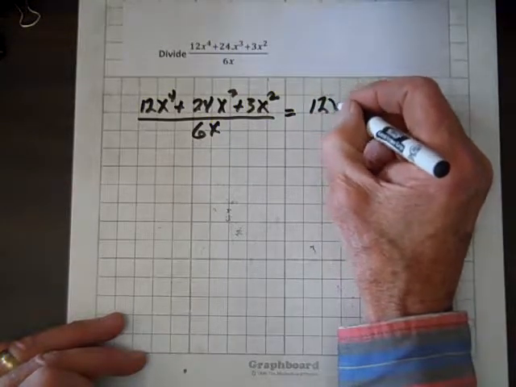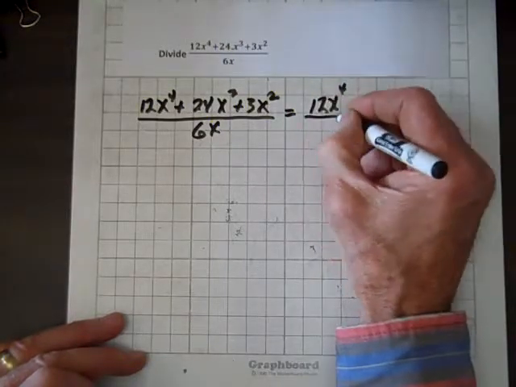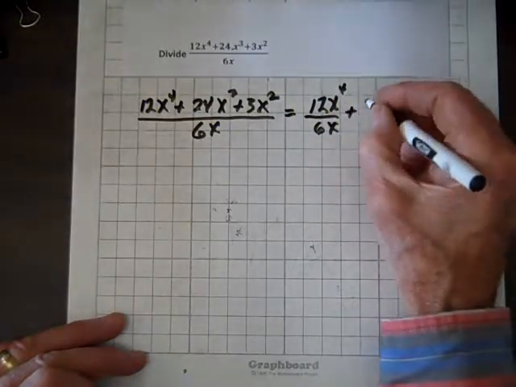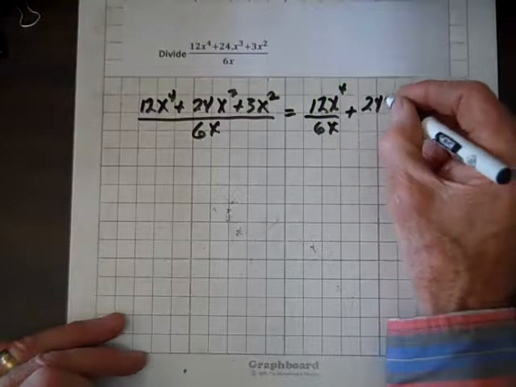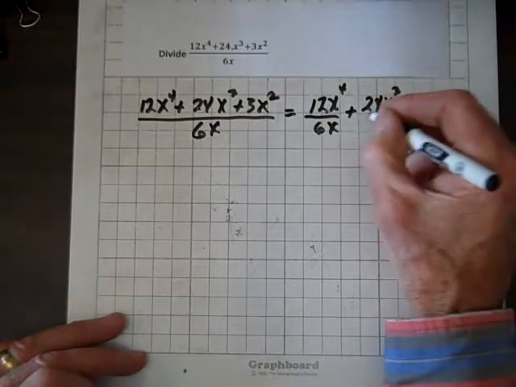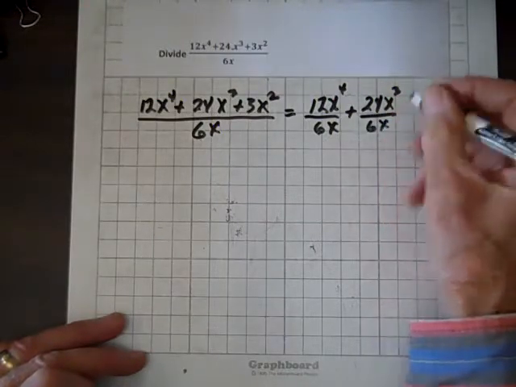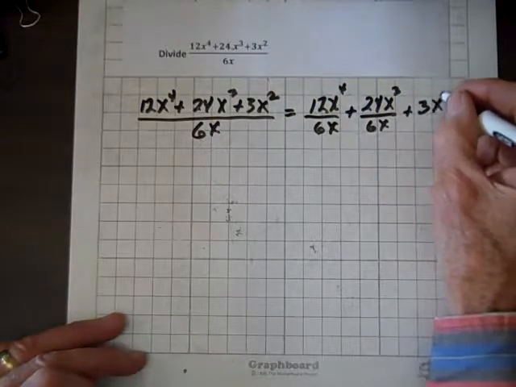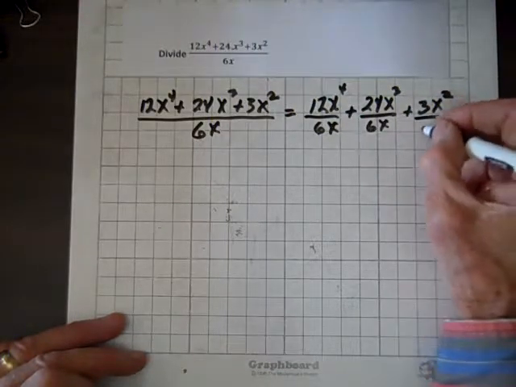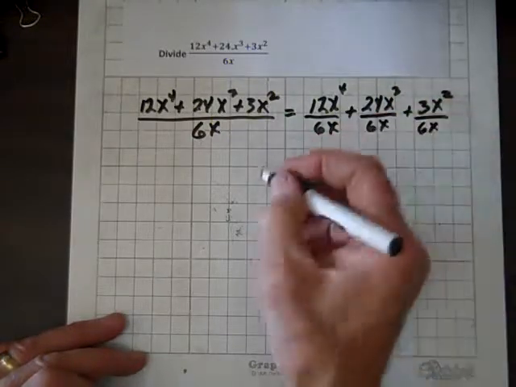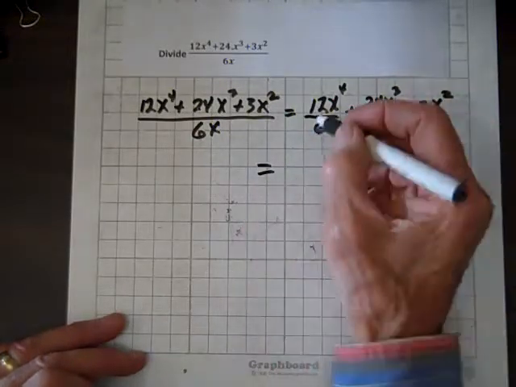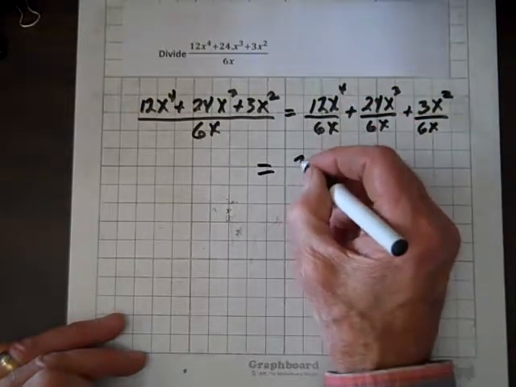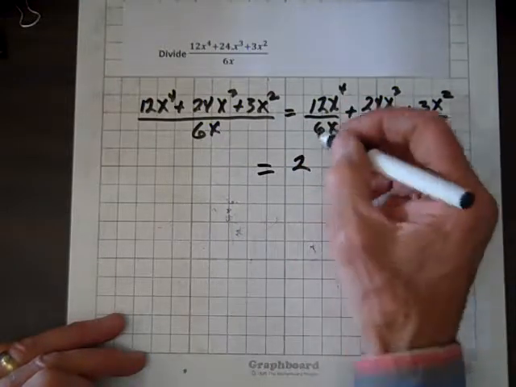12x to the fourth divided by 6x plus 24x cubed divided by 6x plus 3x squared divided by 6x. So this equals, let's see, 6 goes into 12 twice. So that's going to be 2.